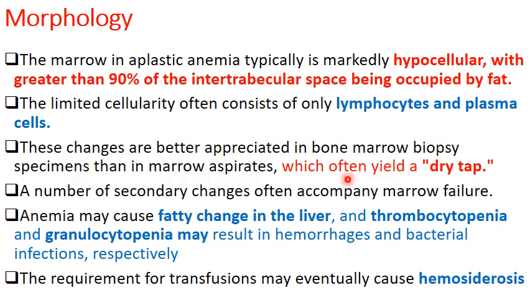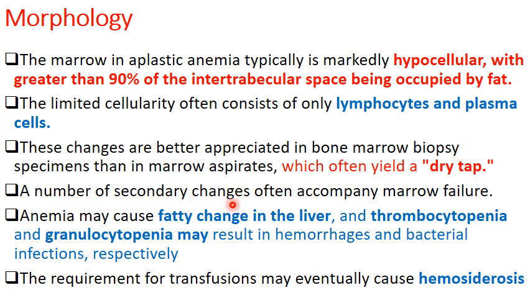Why? Because it shows a dry tap when we try to aspirate, because 90% of the bone marrow is occupied by fat, but there is nothing when we try to aspirate. So it is better for those patients to be diagnosed by bone marrow biopsy.